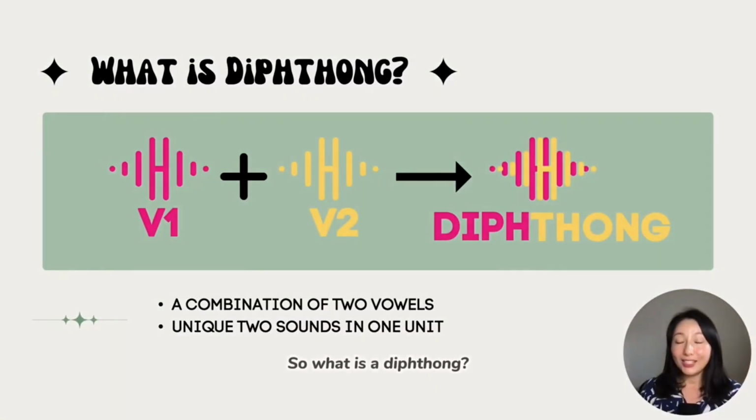So, what is a diphthong? A diphthong is a type of vowel. It is a compound vowel, meaning two vowels are combined to create a single, unique sound. How does it work? The two vowels blend together smoothly, and this combination forms a single syllable.